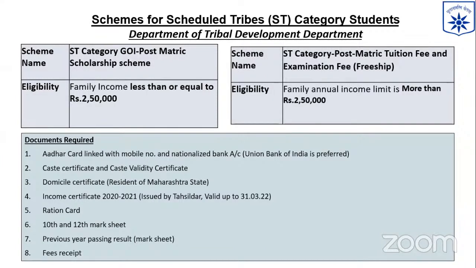Apart from that, the next documents required are domicile certificate and income certificate for the year 2021, which should be issued by the Tahsildar office and should be valid till 31st March 2022. Along with that, ration card, 10th and 12th mark sheet, previous year passing result and the fee receipt. So these all are the documents required for applying either to scholarship or to Freeship scheme. So that was for ST category students, that is scheduled tribe. Now let us move to the next caste category.